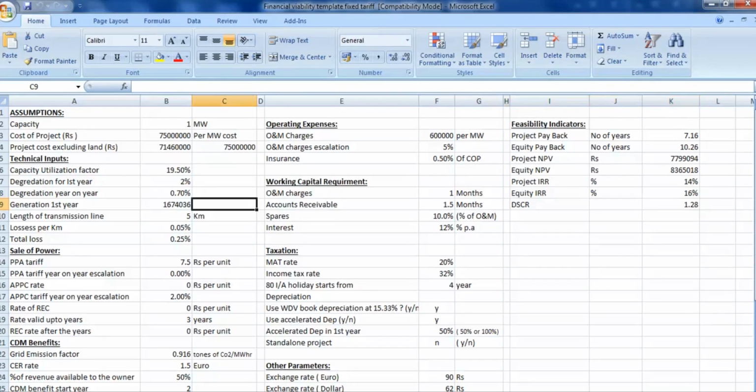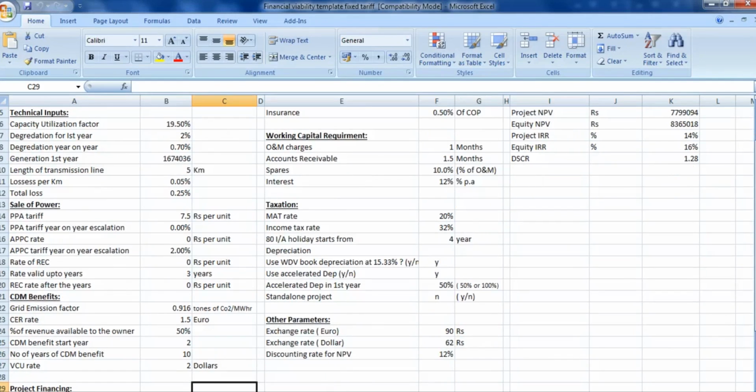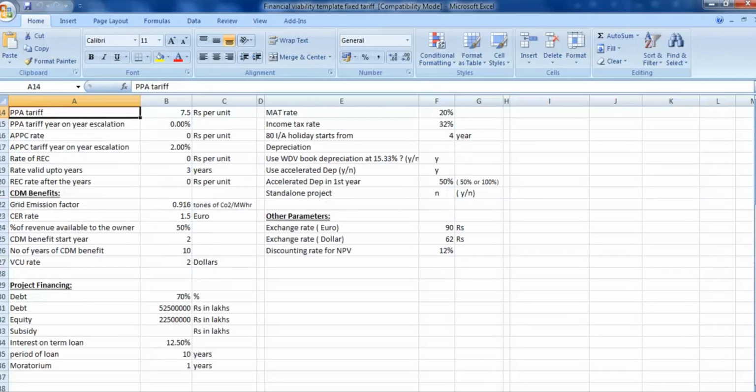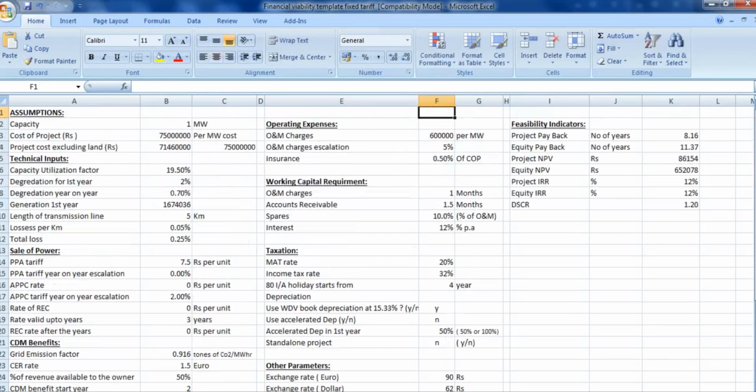Now if you want to change from accelerated depreciation to non-accelerated depreciation basis, you see the parameters have changed drastically. Equity IRR has changed to 12%, which is substantial, because of the accelerated depreciation benefit, the project is gaining a lot of funds.